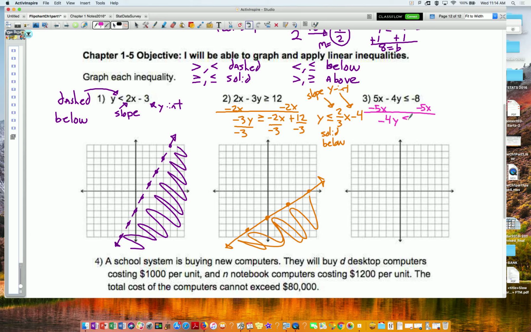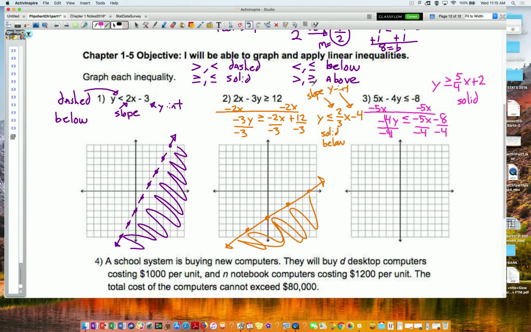-4y is less than or equal to -5x minus 8. Now I divide by, dividing by another negative. That means I'm going to flip that inequality sign. So y is greater than or equal to, 2 negatives make a positive, 5/4 x. 2 negatives make a positive, so +2. So when I look at that inequality sign, it does have the equals, so it's solid.